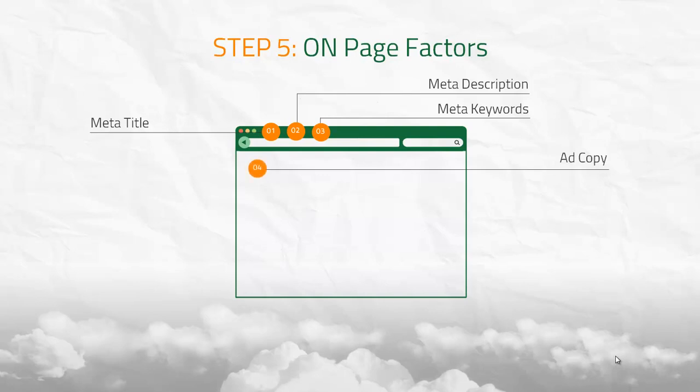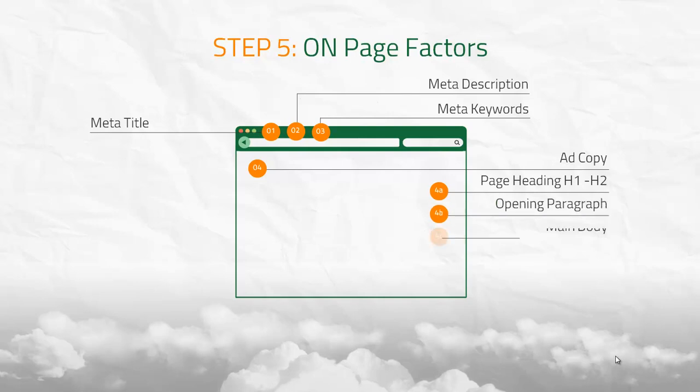Next is add copy, so making sure you have the actual copy that's on your page, the content, as we discussed before, making sure you're putting in headings, have that opening paragraph, main body, and concluding paragraph. So again, making sure you have the page headings, H1, H2 tags, opening paragraph, main body, and then closing paragraph. So making sure that that's in there.